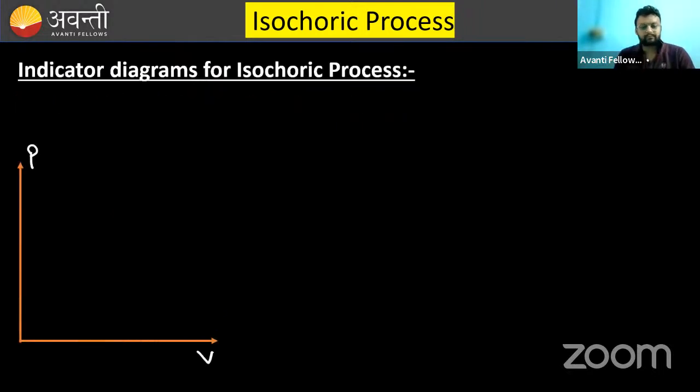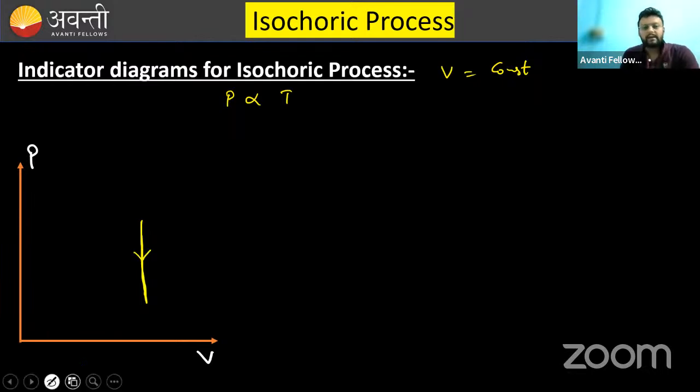First is the PV diagram. Whenever I say PV diagram, volume is constant. And for volume constant, P is proportional to T. These two things we have learned. One is V is constant. If V is constant, in the complete process, volume should remain constant. So the graph should be like that. In this indicator diagram, the arrow shows that pressure is decreasing, but the volume remains constant. This is the first indicator diagram.